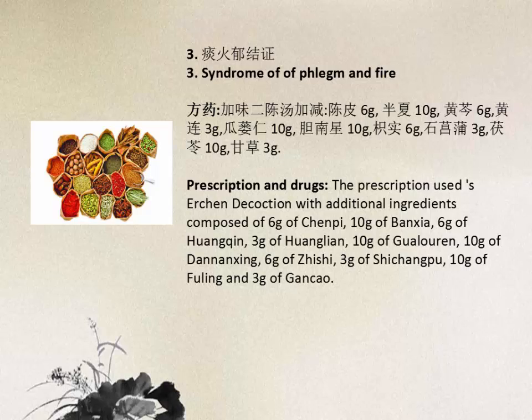Dan Nanxing, along with Ban Xia, is one of the most important herbs for phlegm, heat, and phlegm of this type. And then zhishi drains down, shi chang pu opens up the orifices, and it is used for phlegm misting the heart, especially, and kind of helps with the mind stuff. Fu ling, gan cao.